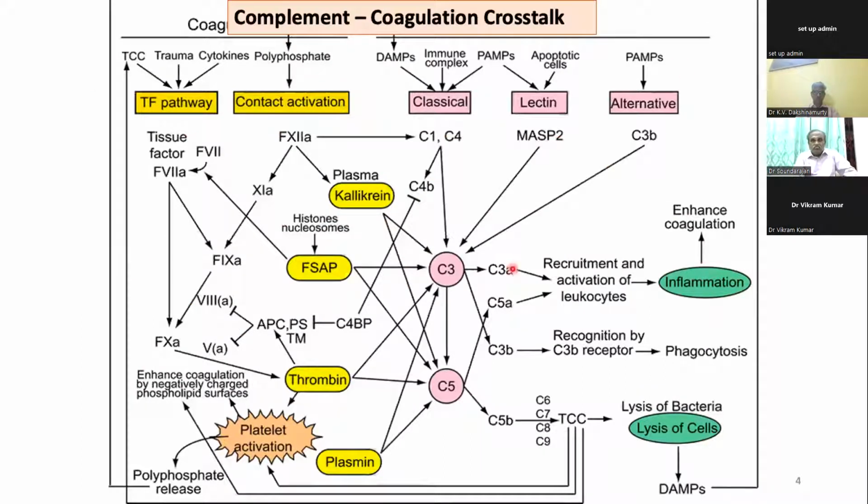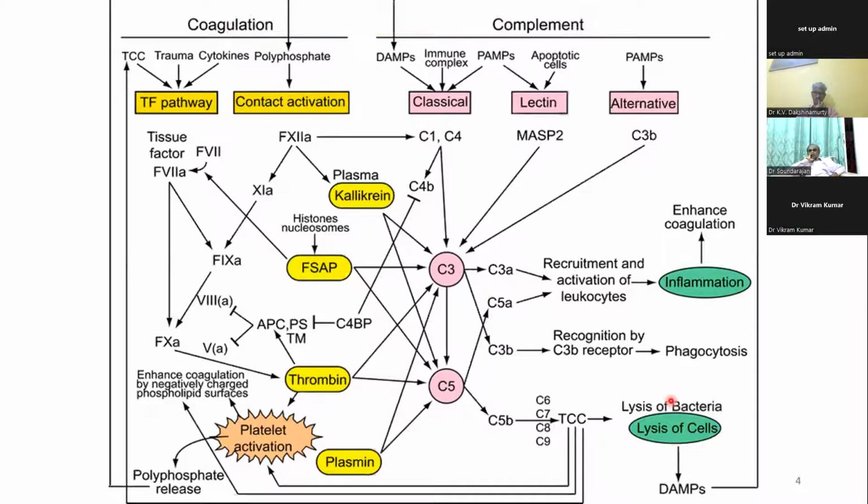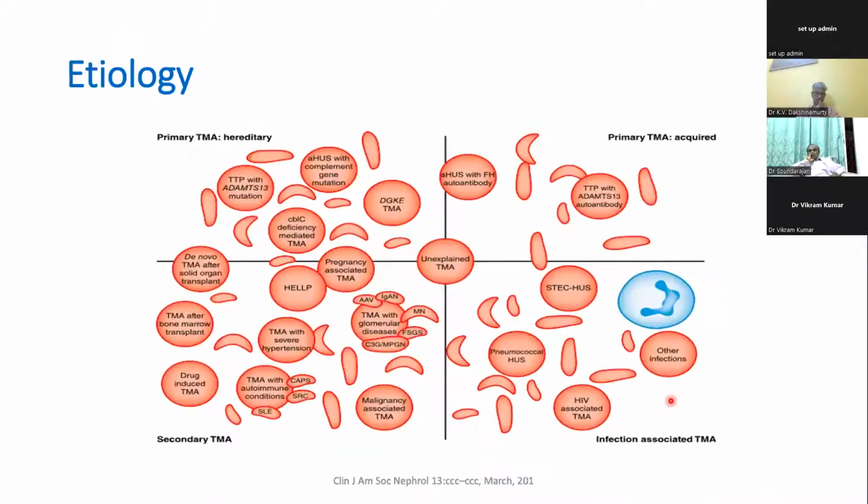If you look at the complement, it sits in a tight and very crucial position, linking both the coagulation pathway and the inflammatory pathway. So it is no wonder that in this group of disorders, the complement is primarily involved in the various pathogeneses.